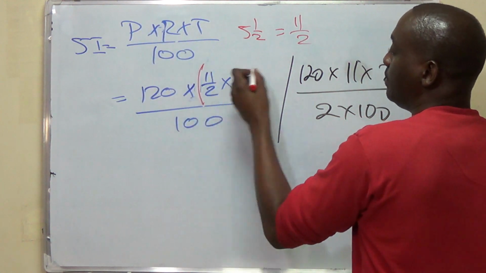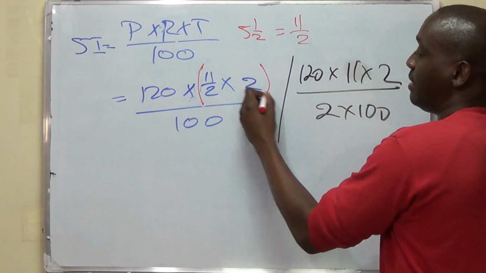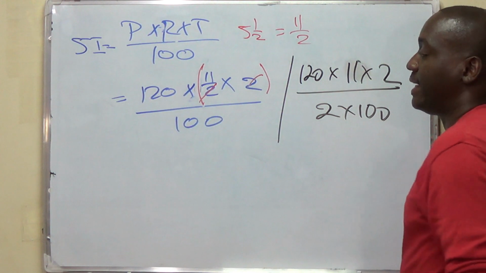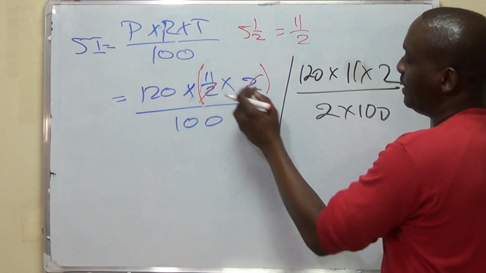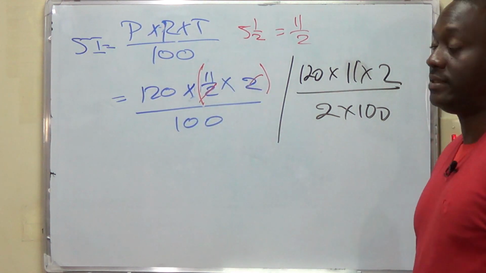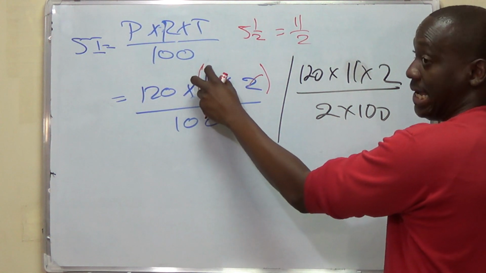Now you could do this. You could take this by itself and multiply and cancel the 2. So you get 11 over 2 by 2 over 1. The 2's will cancel to leave you with 11 alone in here.